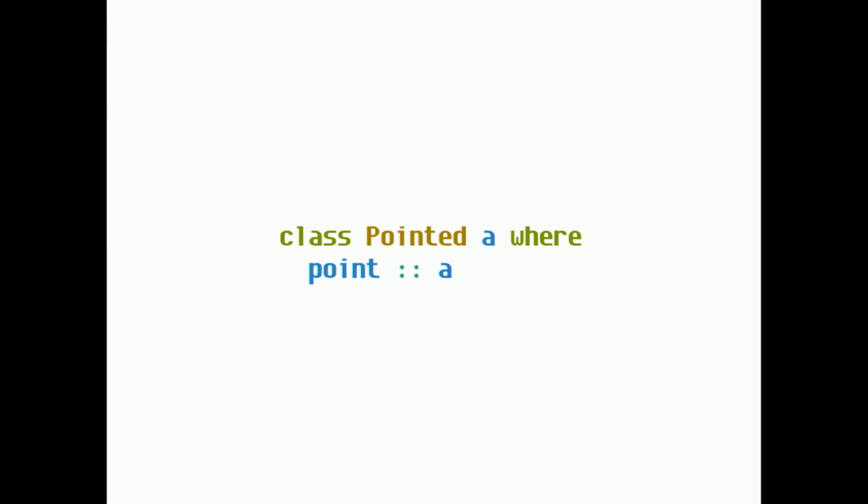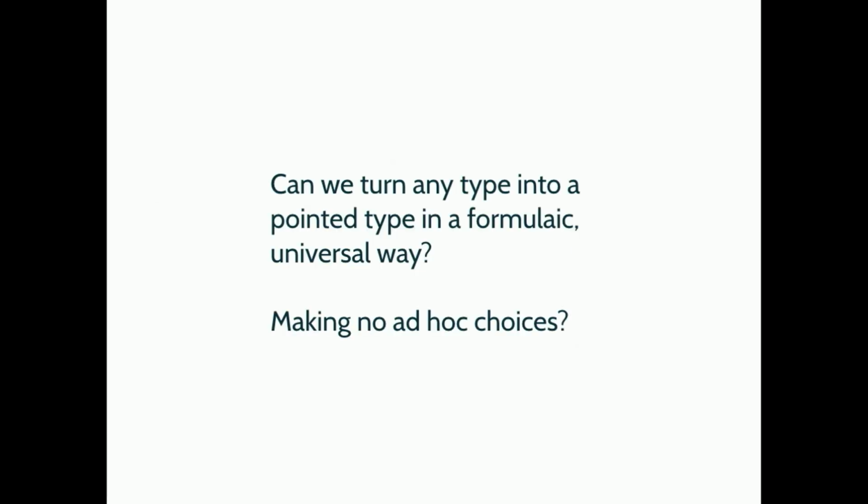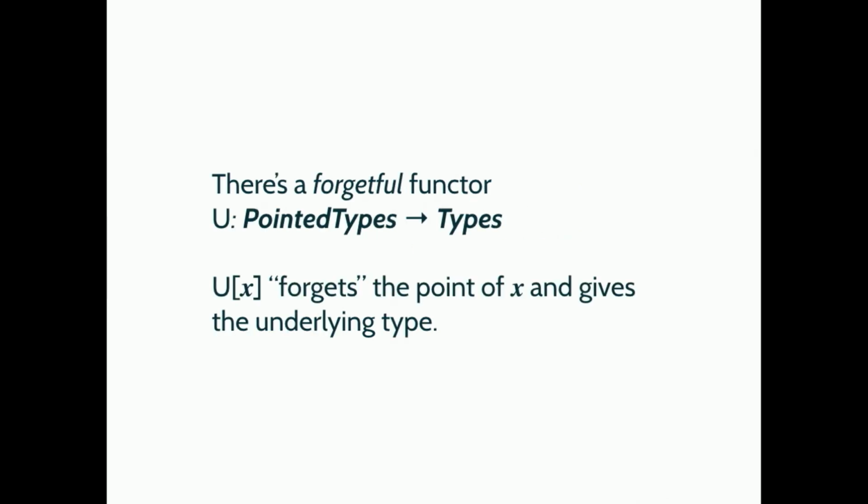What we actually want is for our return type to have a special value. So we want to say that our return type should be a pointed type. That is, it should have a specific point in it that is special. And so I'm just going to say there's a class of pointed types where the point is a particular A for a given pointed type A. OK, so the question is, can we turn any type into a pointed type in a universal way that is systematic and works for every type, making no ad hoc choices?